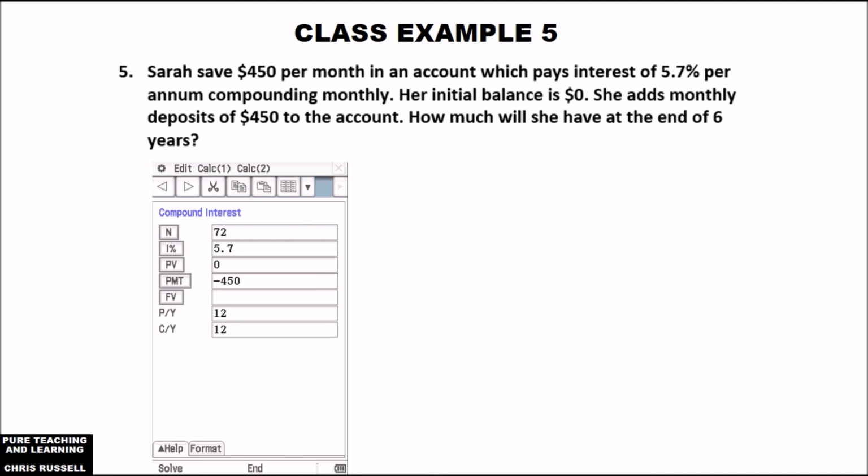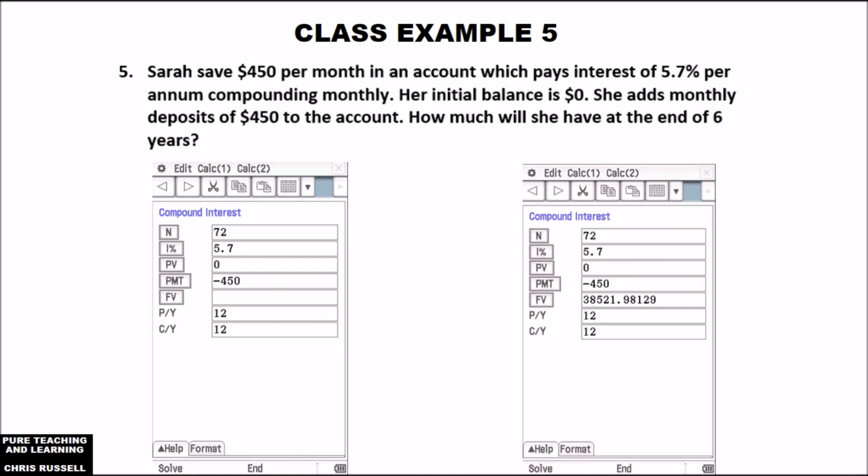The interest rate is 5.7. The present value is Sarah's initial balance of $0. Sarah is paying $450 per month, so therefore it's negative 450, and PY CY is 12 because it is compounding monthly. So we hit the FV key, and therefore we are left with the investment after 6 years is $38,521.98.